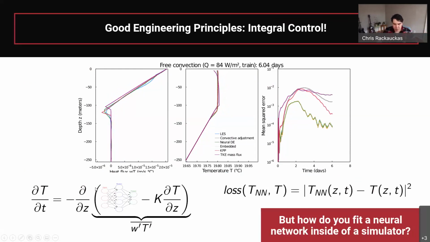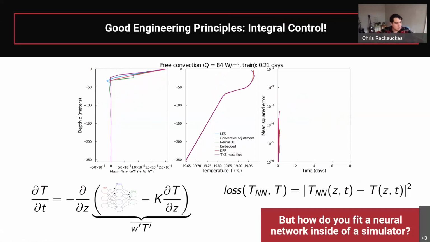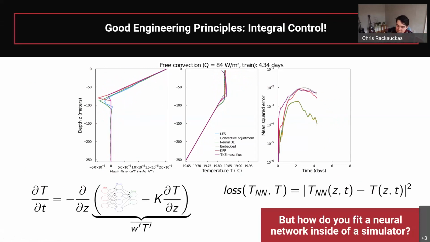You cannot do scientific machine learning where you train a neural network on data and then put it into a simulator. The simulator needs to be part of that backpropagation process. So however you're doing that training needs to have the simulators in there. And so that becomes the major question, right? How do you fit a neural network inside of a simulator?